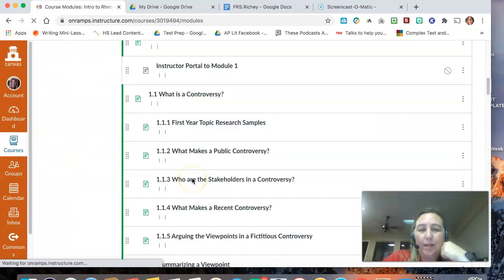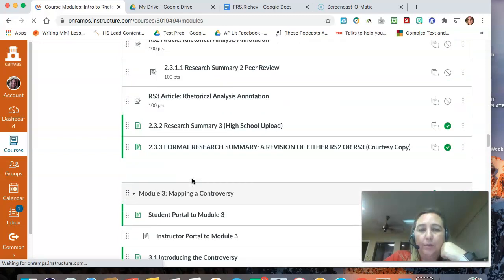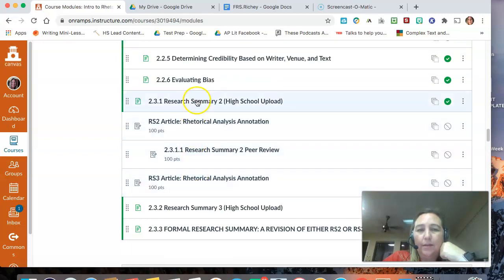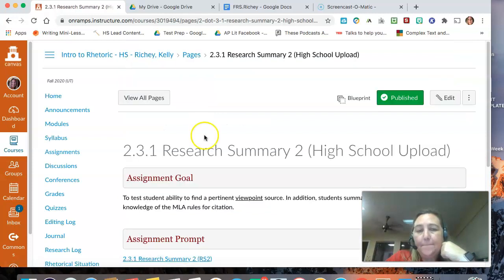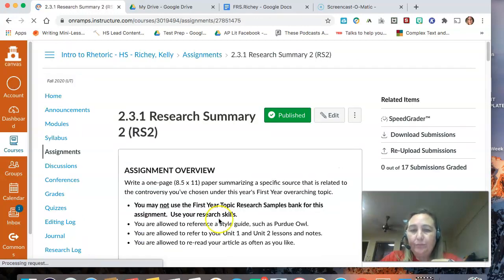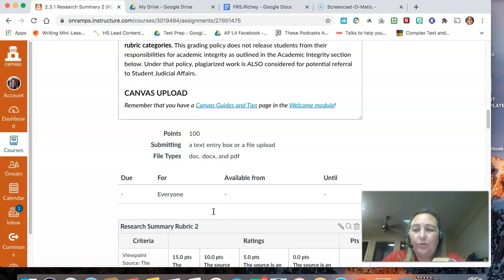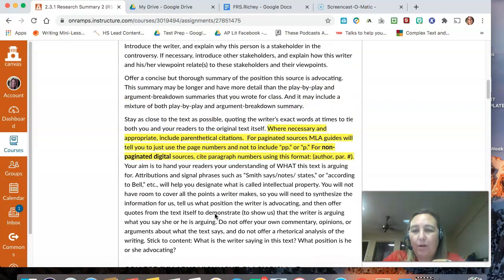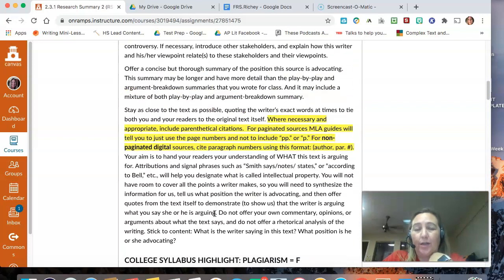I'm going to scroll down to 2.3.1. That's my research summary. And then I'm going to click Assignment Prompt. And this takes me to the actual assignment and the rubric. So a couple of things I want to point out to you guys.